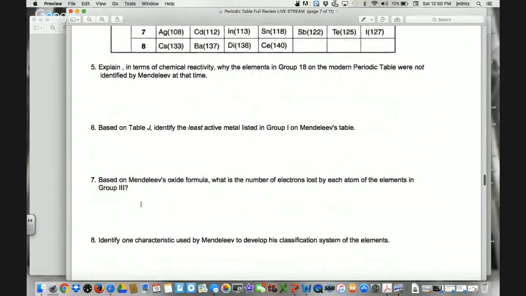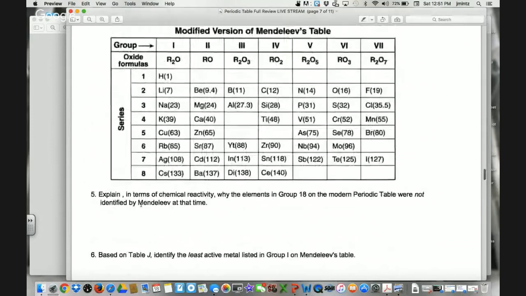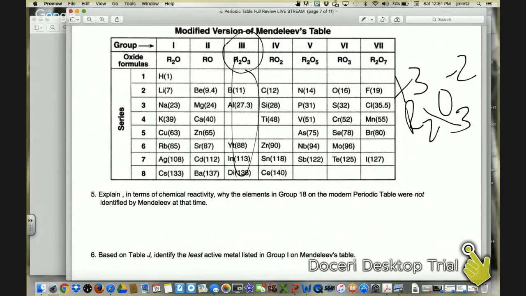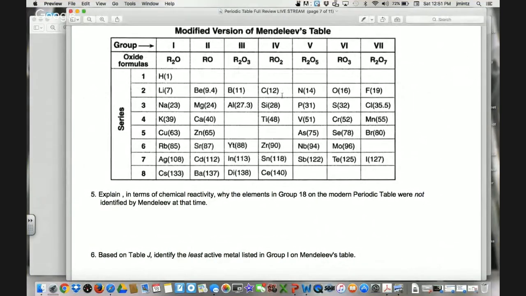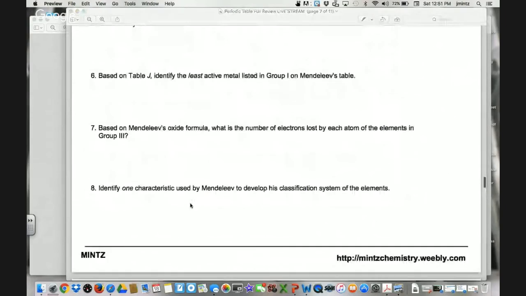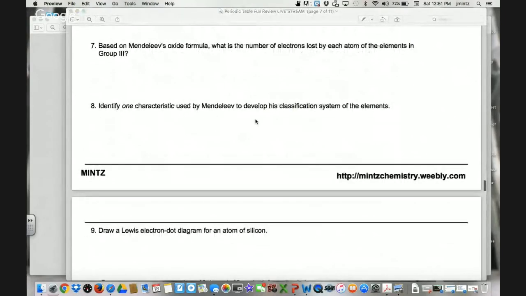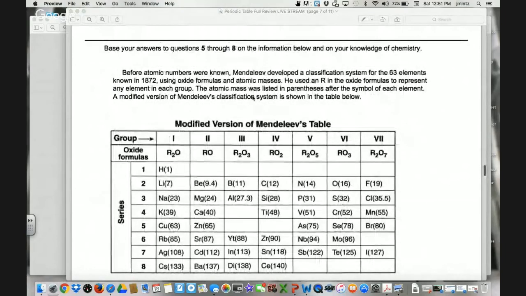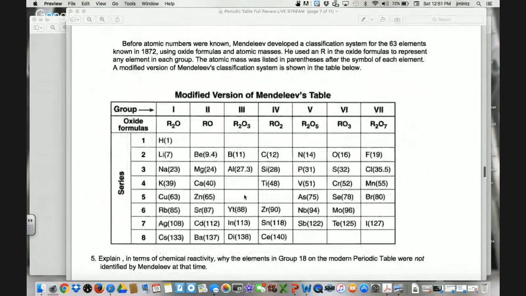And then number 7, based on Mendeleev's oxide formula, what is the number of electrons lost by each atom of the elements in group 3? You can use your oxide formula to help you. So here's your group 3, R2O3, so minus 2, which means plus 3. That means everything in this group has lost 3 electrons. All right, identify one characteristic used by Mendeleev to develop his classification system. You can read here, it says he used oxide formulas, but he also used atomic mass, right?